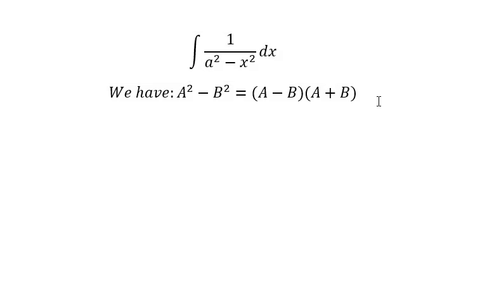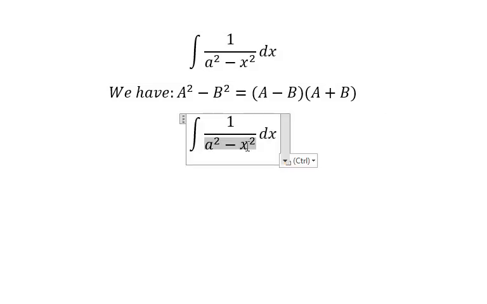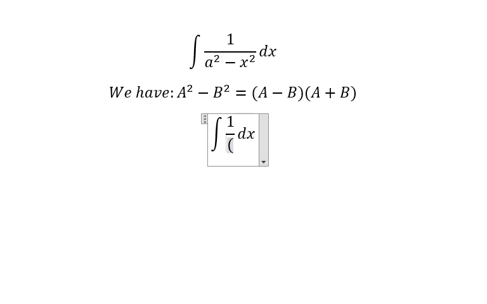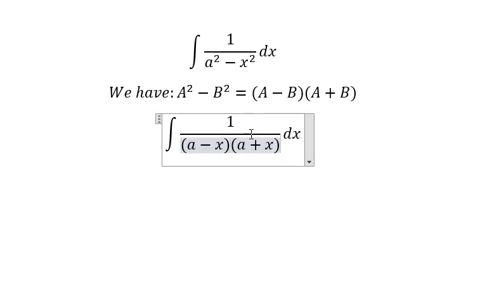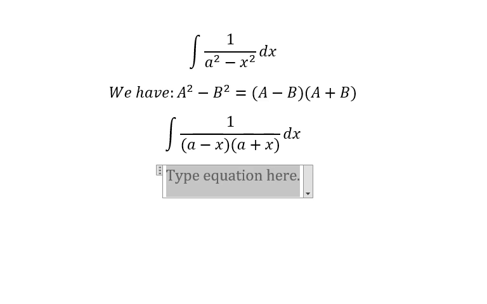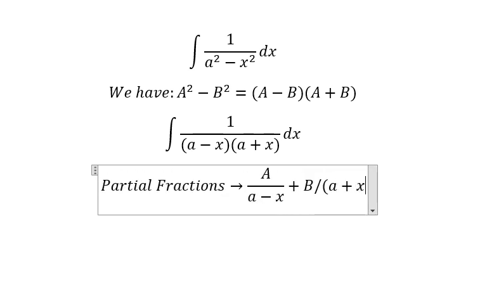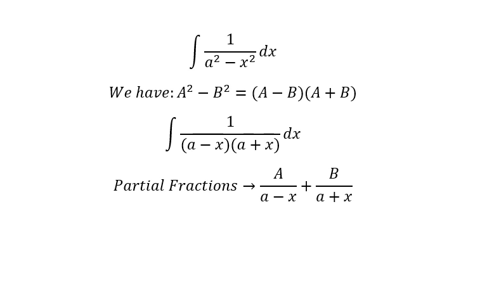Now we need to transform this one into this one. Next, we can use partial fractions. So I will put capital A over a minus s and capital B over a plus s. Now we do common denominator.